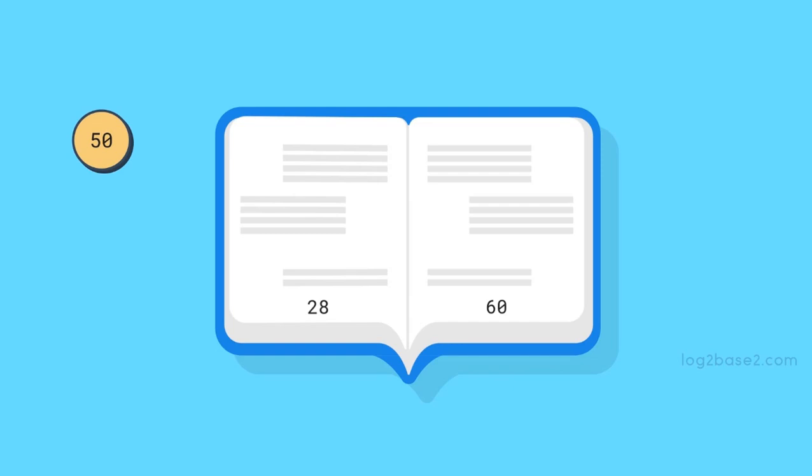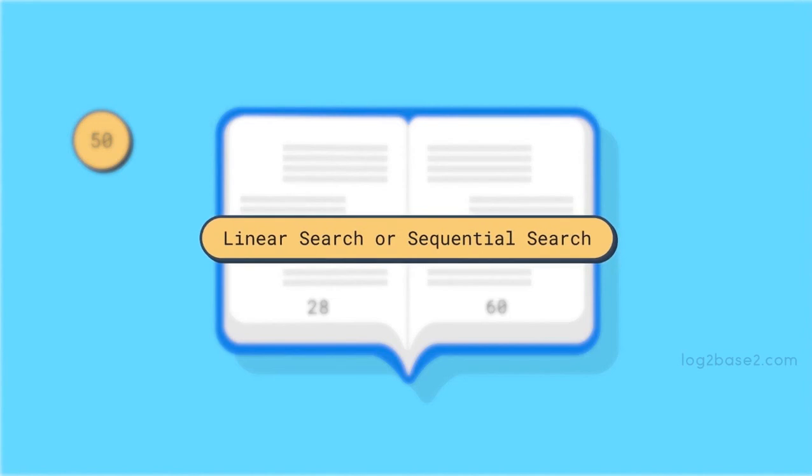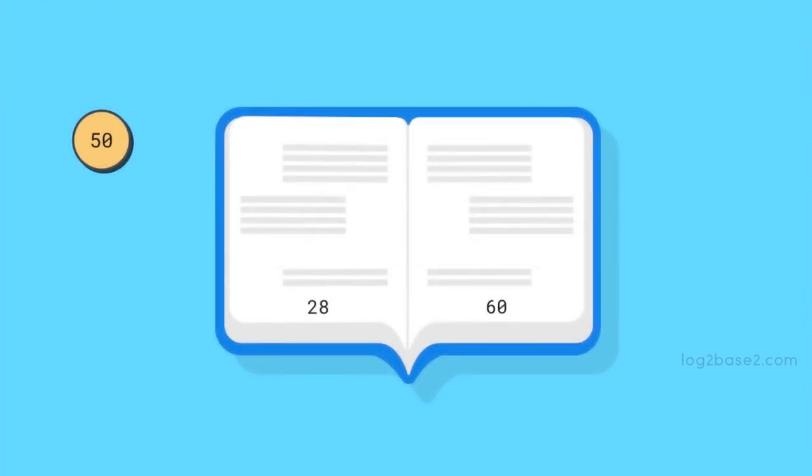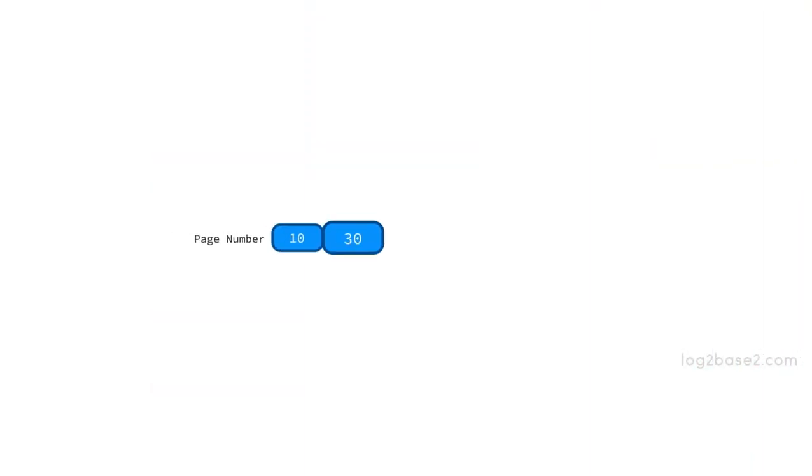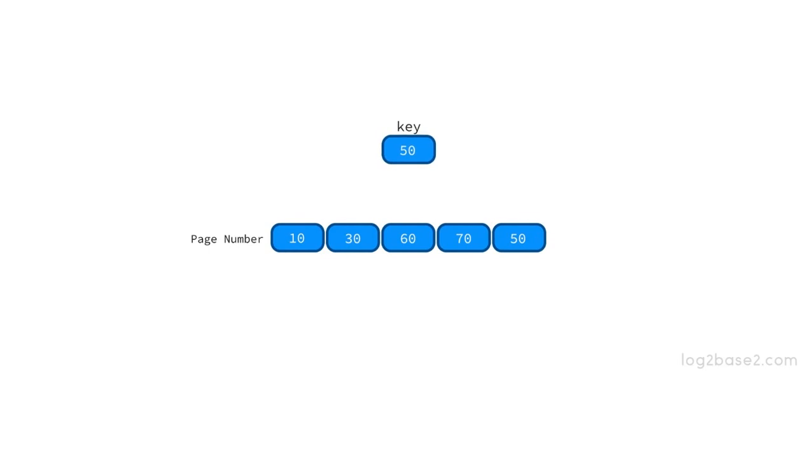So this is exactly what linear search or sequential search is. That is, we have a book with unordered page numbers and we have to find a particular page. So we have to check each and every page from the first page to the last page till we find it. So say this array with 5 elements. We have to find the key 50.